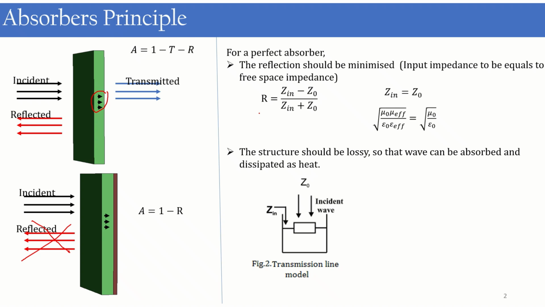So we have to design a structure such that the total impedance offered by the structure is equal to the free space impedance. Then the reflection will become 0. We also have to make sure that everything gets absorbed, so the structure has to be lossy. While designing an absorber, the main things to consider are that there is no reflection, and that the material is lossy.